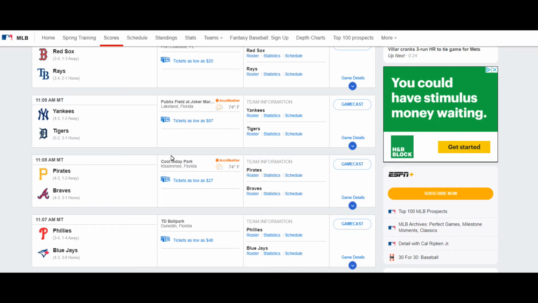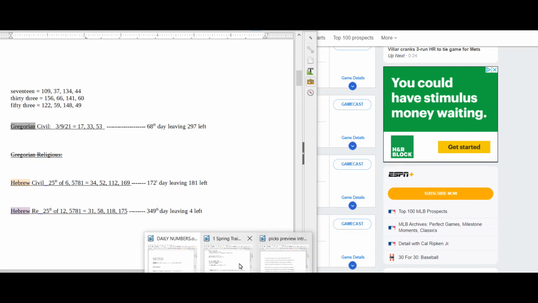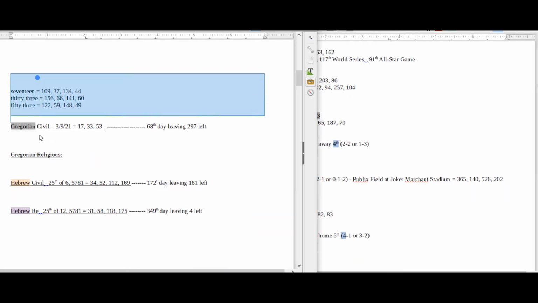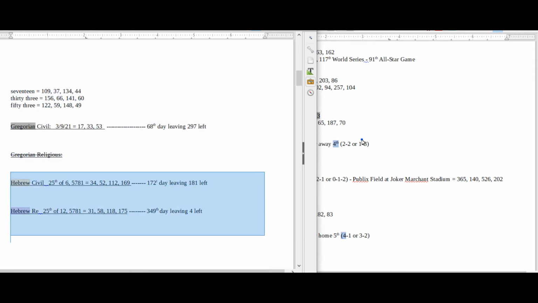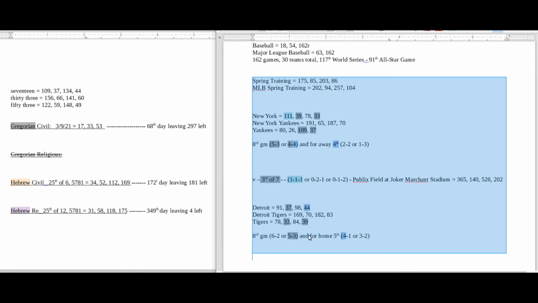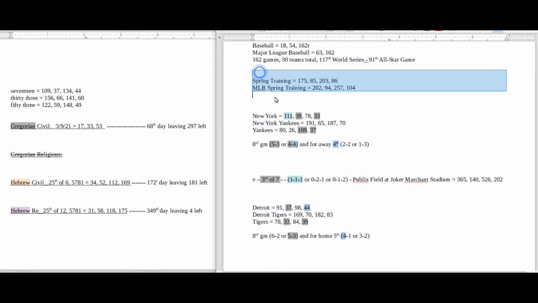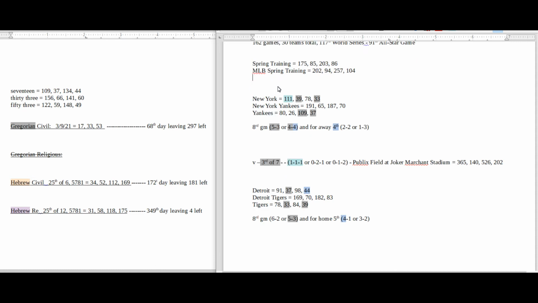We're going to be looking at the New York Yankees versus the Detroit Tigers in Lakeland, Florida. I have my daily numbers on this side, date numerology, Gregorian and the Hebrew. And on this side, I have my game numbers. So I have Gematria for MLB spring training, just for the heck of it.